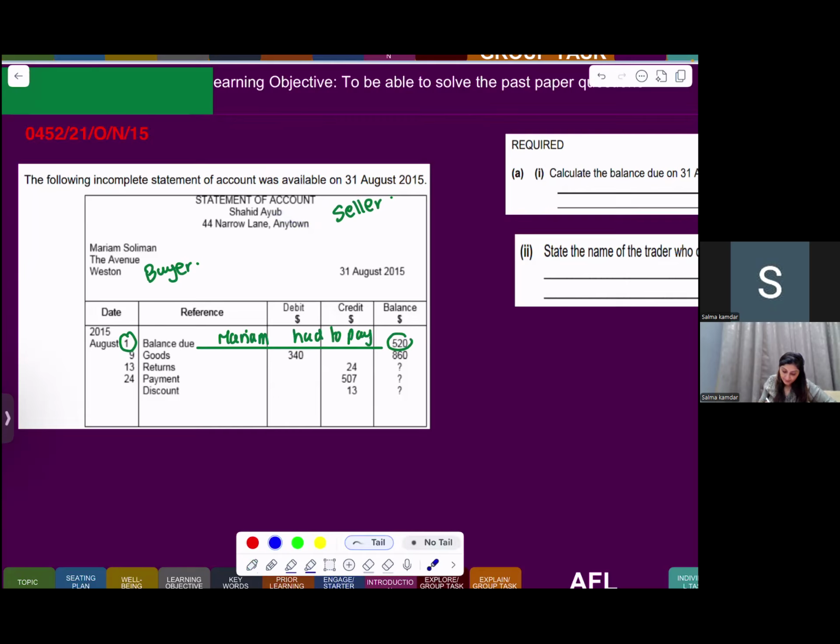Then, Mariam has purchased goods worth 340. So that means she is due to pay 520 plus 340. So the balance is 860, which you can see here. Then she returned 24. So the balance would be 860 minus 24, which is 836.